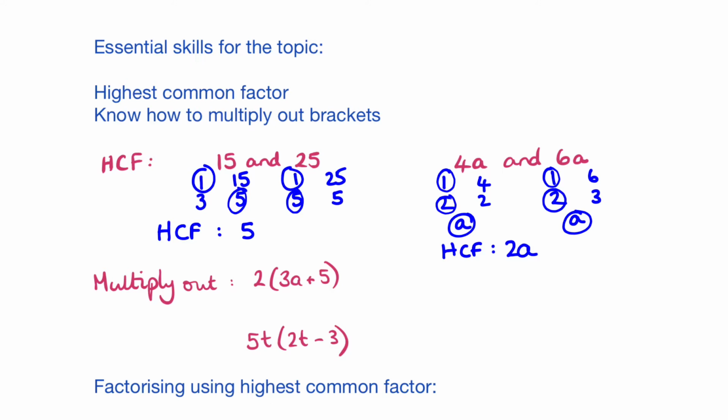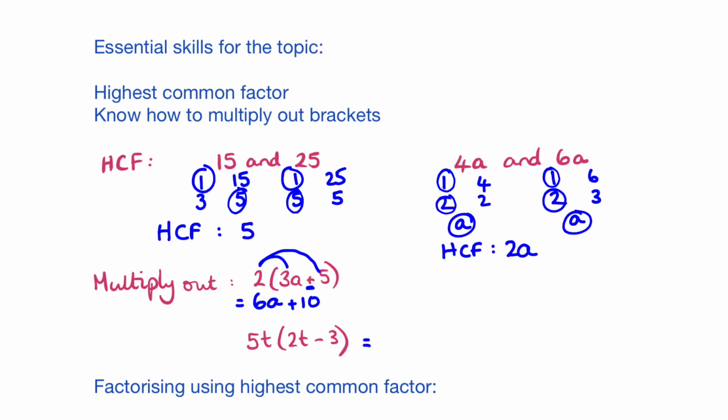Right, we're going to go over multiplying out brackets now. To multiply out a bracket, remember the term that's in front of the brackets, that's the 2 in this case, has to multiply by each term in the bracket. So by the 3a, and the 2 has to multiply by the 5. To start with, 2 times 3a: 2 times 3 is 6, and we've got an a there as well. Then we've got 2 times 5 is 10, and it's positive 2 times positive 5, so it's plus 10.